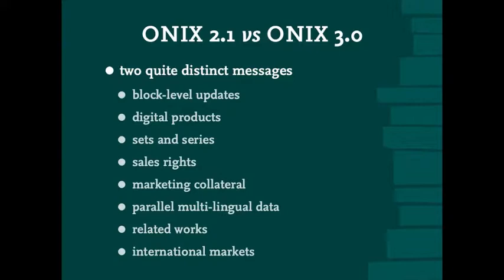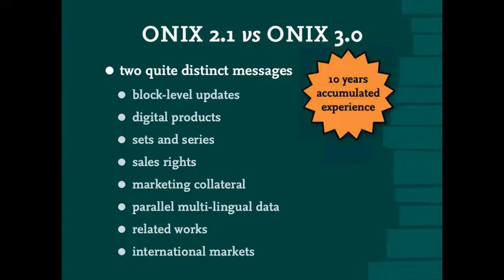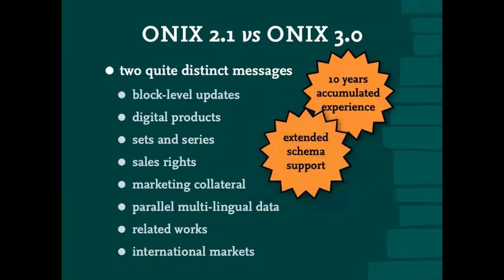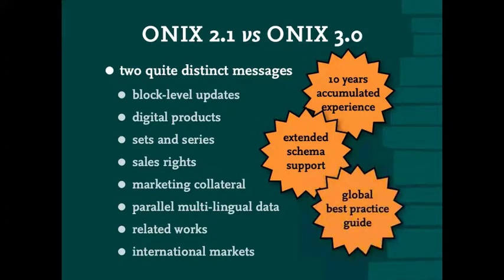Above all, ONIX 3 really represents a decade's worth of accumulated experience. It was designed many years after ONIX started being used, and it builds in a lot of knowledge that was gained during that period. There is more extensive support for XML tools, more rigorous ways of checking that your XML is correct. And I'd say also one big change is that there is a lot of guidance for global best practice.